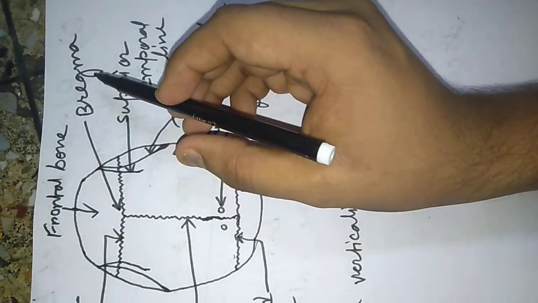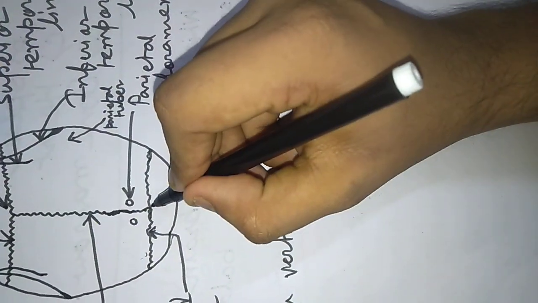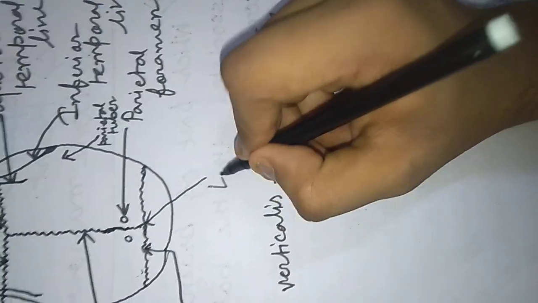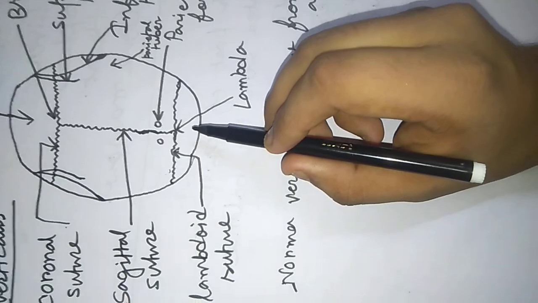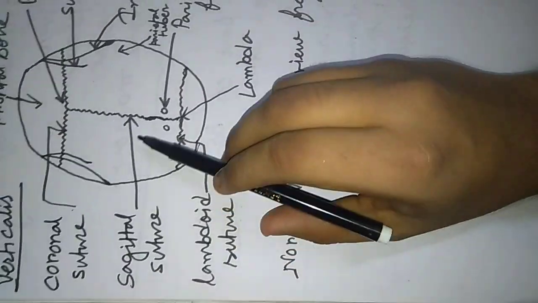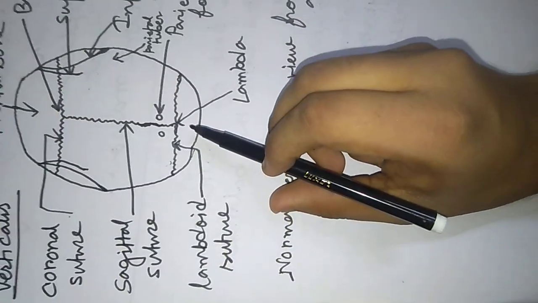This part is called bregma and this part is called lambda. What is lambda? Lambda is the meeting point between the sagittal suture and the lambdoid suture.